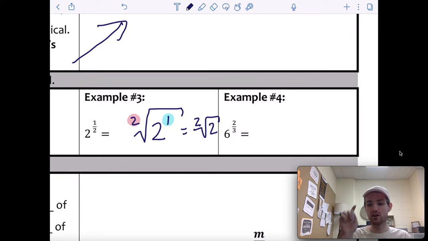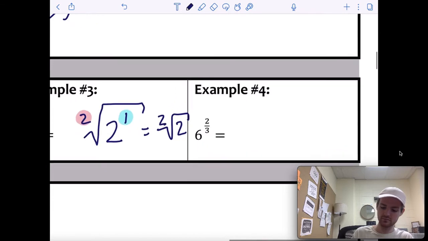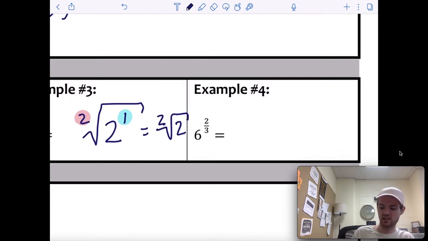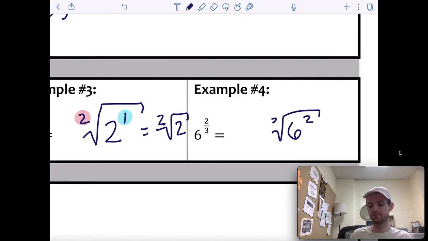Finally, example 4, go ahead, do this one on your own. Take a couple seconds. Pause if you need more time. Well, I'll just give you the answer here. 6 to the power of 2, all with the root of 3.